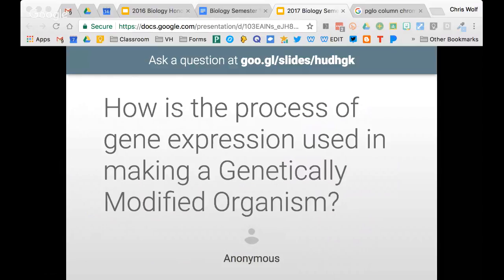It could be a cow that produces more milk or healthier milk. It could be a bacteria producing a chemical that we need to solve some kind of problem, like human insulin. It all comes down to, can we get that cell to turn the gene on and make the protein we want it to make? That's how gene expression is linked to GMOs.